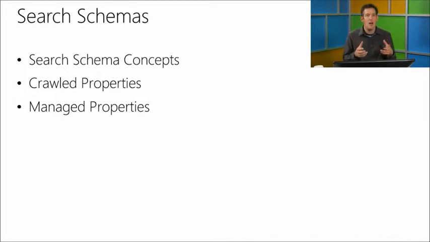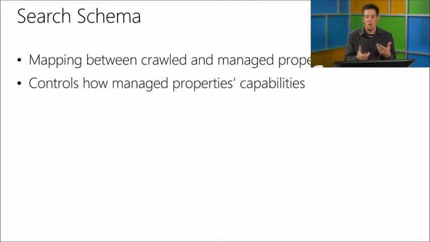And really what they are is the collection of all the different properties that you're going to have, all the metadata that you're eventually going to be crawling and then, of course, in turn, eventually be searching. Now, when it comes to our search schema itself, what it's going to contain is the mapping between our crawled and our managed properties and what it is that managed properties can do.